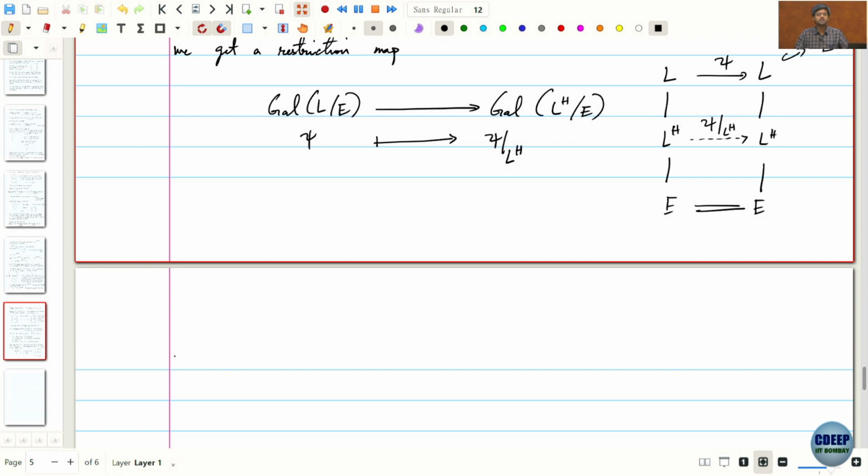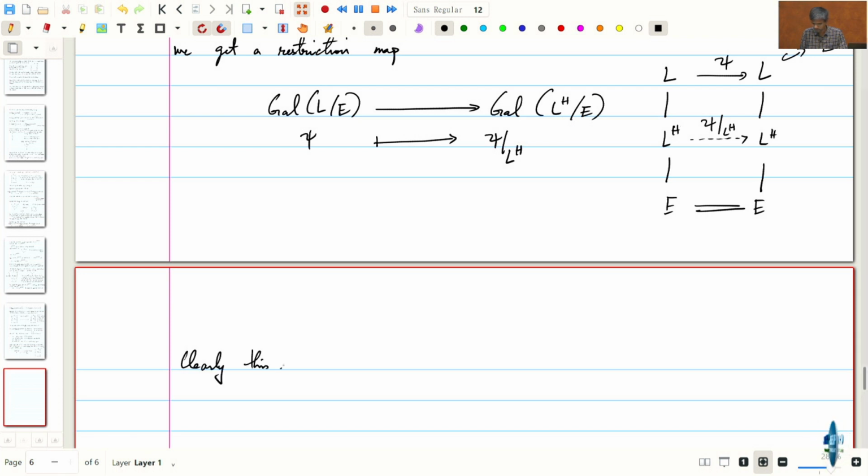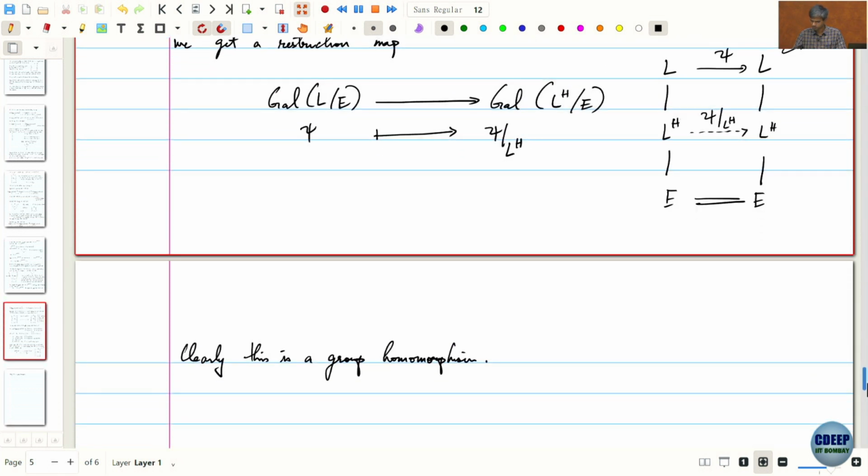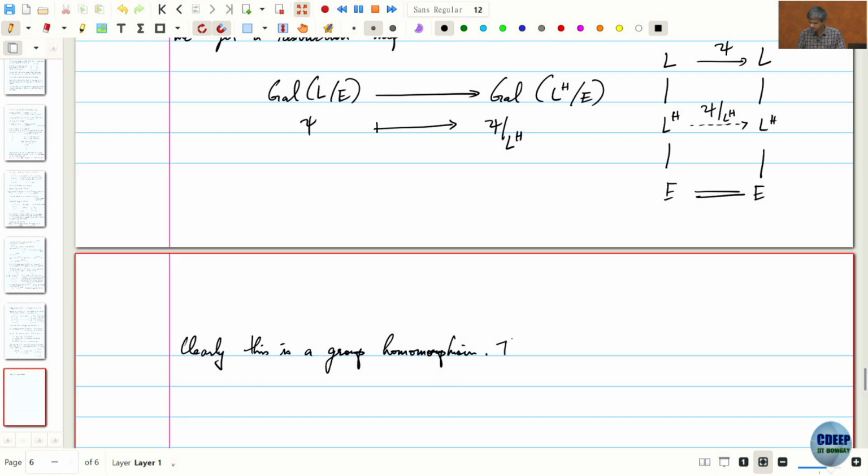So clearly this is a group homomorphism, right? Because if we take two maps psi 1 and psi 2, psi 1 composed psi 2 is going to restrict to psi 1 restricted to LH composed psi 2 restricted to LH. Okay, so clearly this is a group homomorphism. Okay, so we claim that this map is surjective.